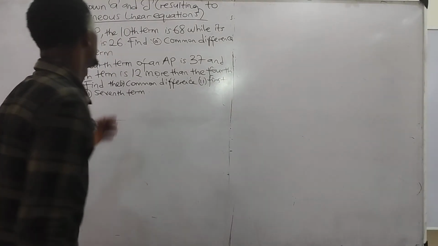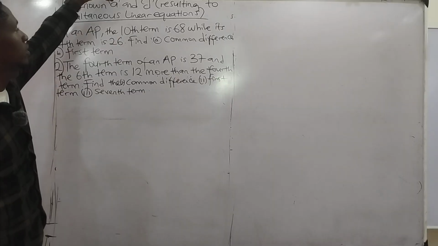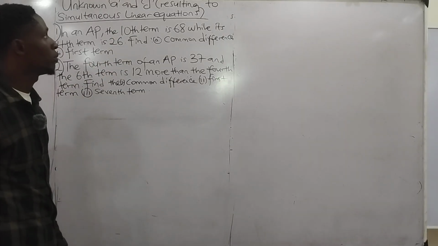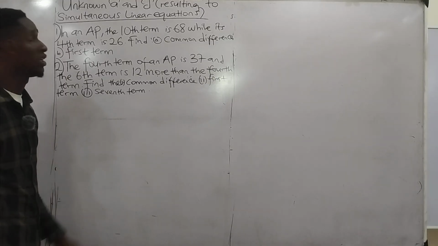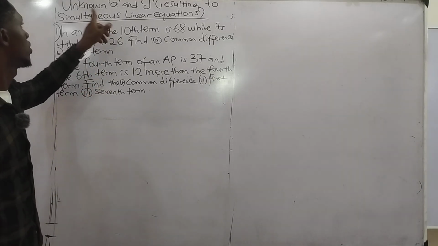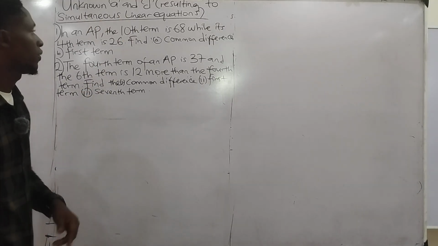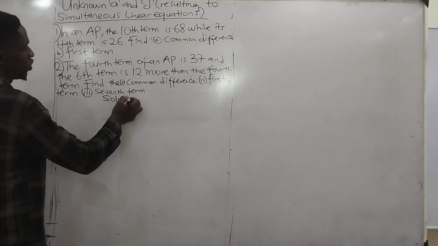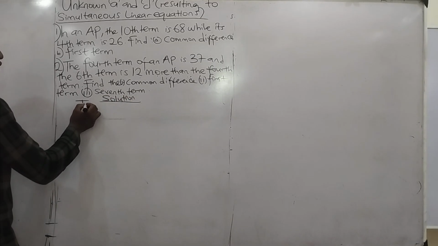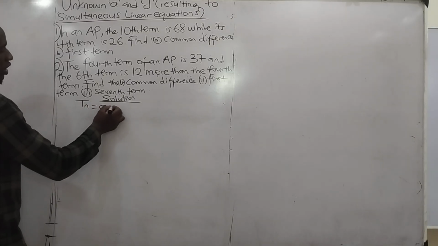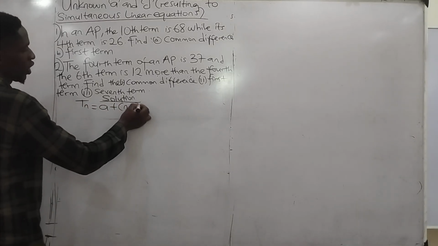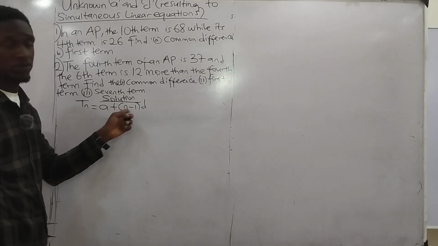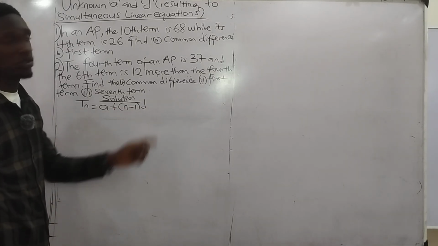Okay, welcome. We are going to be looking at finding the first term and the common difference in an AP that will result in simultaneous linear equations. Remember that in our previous video we said that the nth term of any AP is a plus bracket n minus 1 d, where a is the first term, n is the number of terms, and d is the common difference.